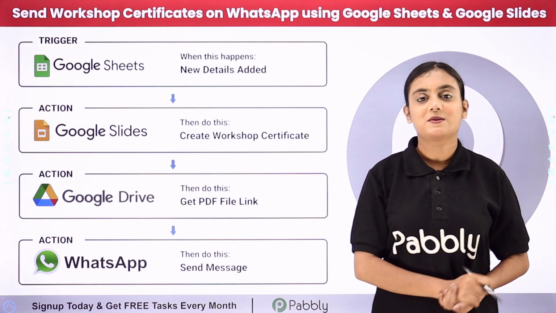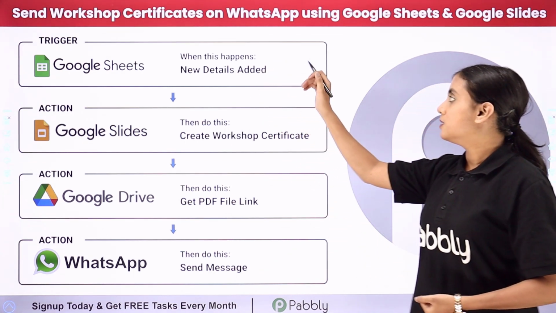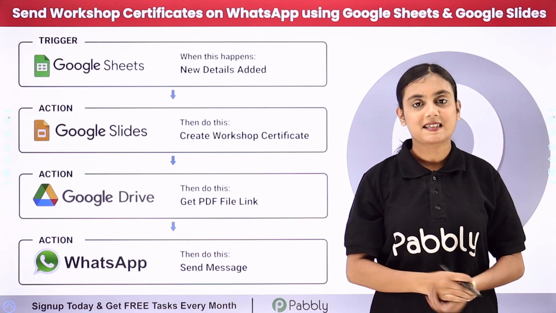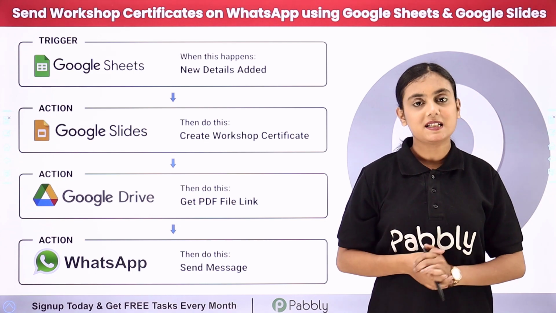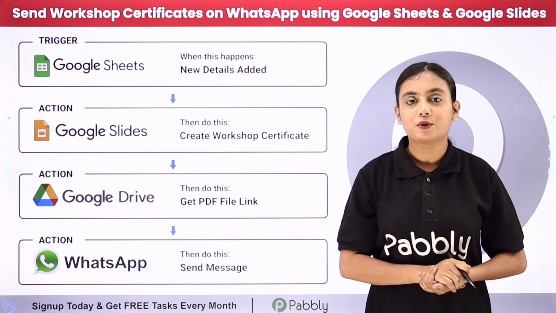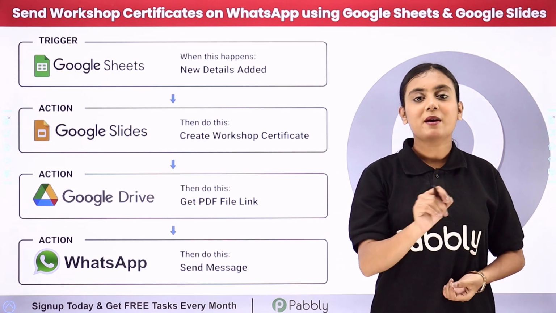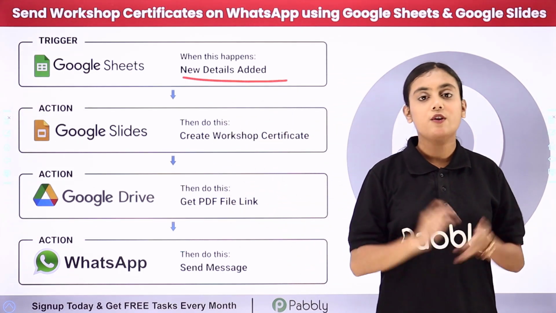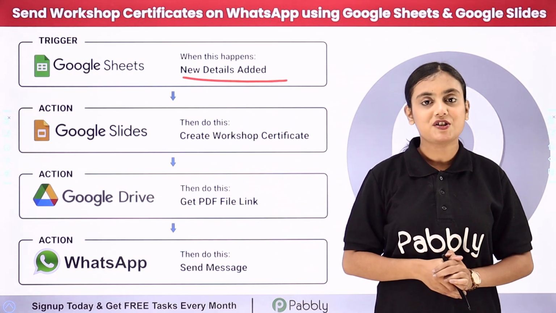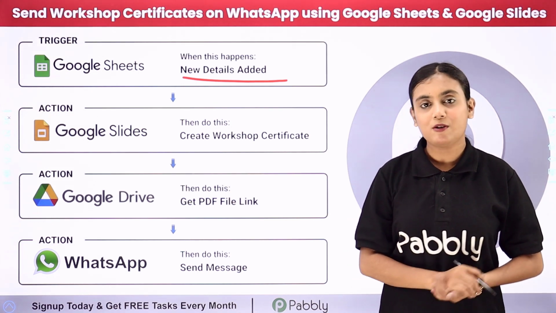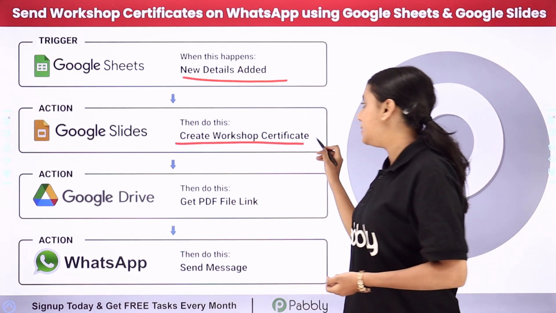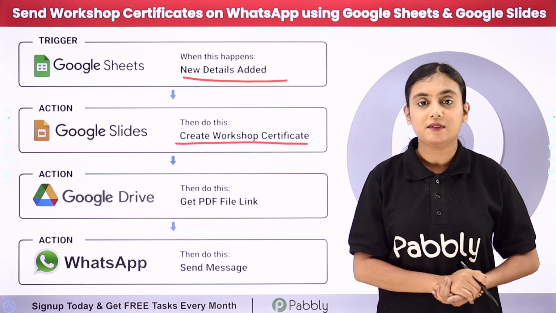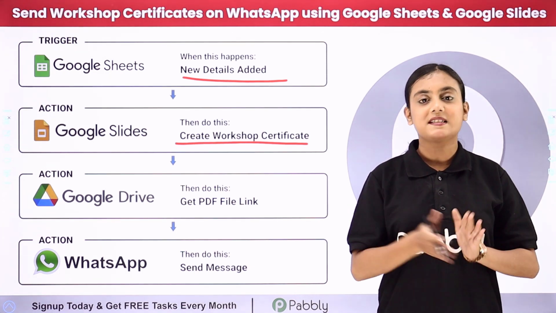In this video we're going to learn how to send workshop certificates on WhatsApp using Google Sheets and Google Slides. So I am an owner of a business and I run workshop programs in my company. So here my objective is that as soon as I add the details of the attendee who attended my workshop in my Google Sheets, automatically with the help of Google Slides, a certificate of completion should be created for the same attendee, because we have created a template with the help of Google Slides for the certificate.